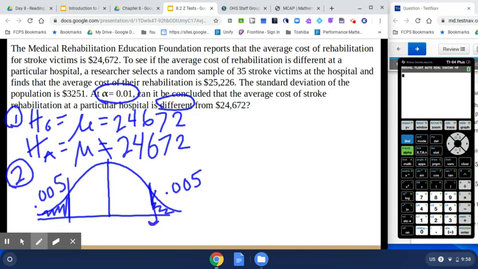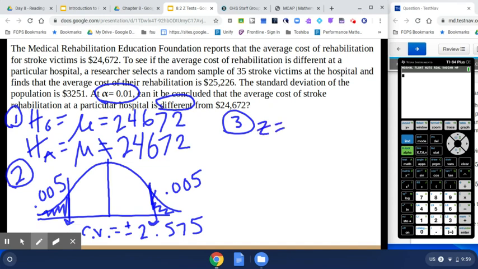So we have two critical regions. So if we look up 0.005 on the negative Z chart or 0.995 on the positive Z chart, we're going to get critical values of positive or negative 2.575. Again, hopefully that's a familiar number from confidence intervals. Okay, step number 3, we're going to go ahead and calculate the Z-test statistic.